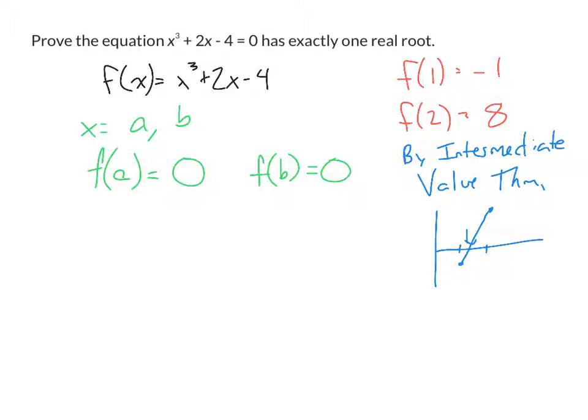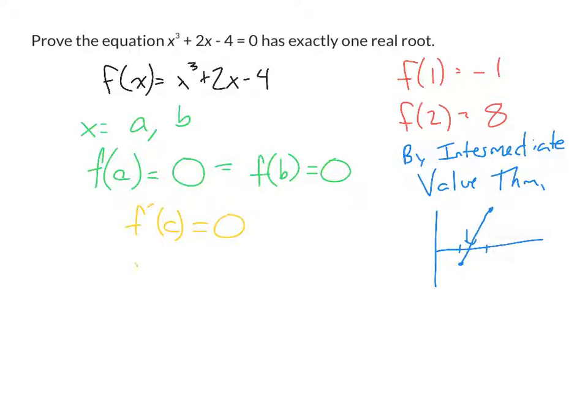And so x cubed plus 2x minus 4 is a polynomial. It is both continuous and differentiable everywhere. And f of a and f of b are equal to each other. So we've set up the three criteria for Rolle's theorem. And what this means is that we must have a c such that f prime of c equals 0. That's the conclusion from Rolle's theorem.